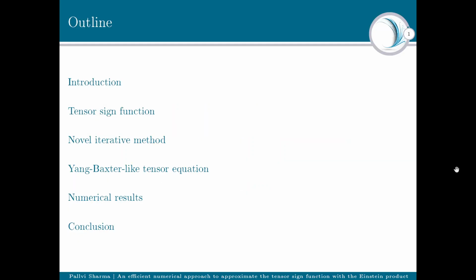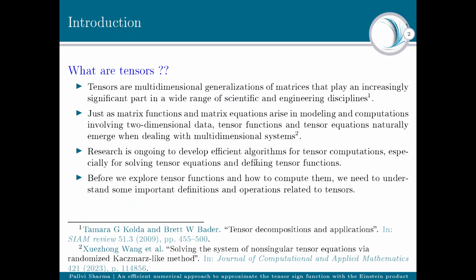This is the outline of the presentation. First of all, introduction, in which we will introduce some definitions related to tensors and some algebraic operations used for tensors. Then we will define what is a tensor sine function and then a novel iterative method to compute the tensor sine function. Then its application in solving Yang-Baxter like tensor equation, some numerical results to support our method, and then final conclusion.